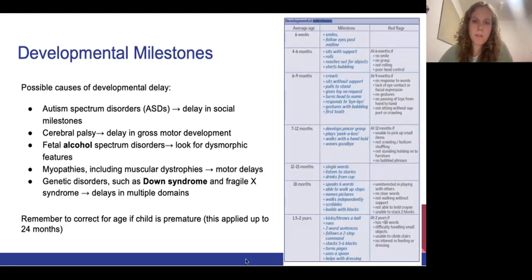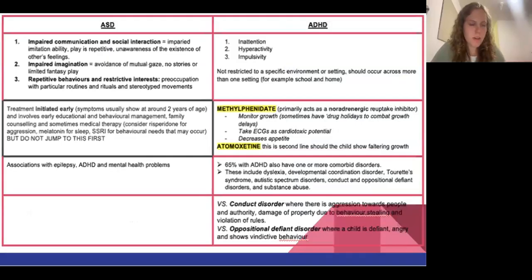Another thing is to remember to correct for the age up until 2 years. So for example, if a child is born 3 weeks premature, then instead of smiling at 6 weeks, they have until 9 weeks to be able to smile. Any questions about that? Okay, moving on.